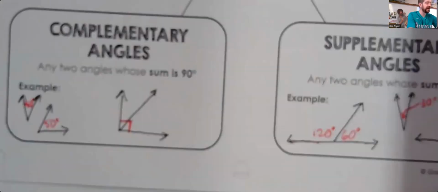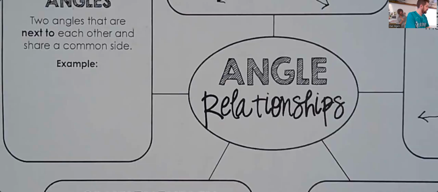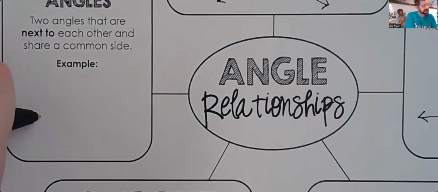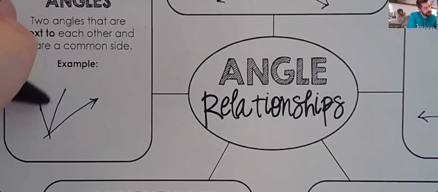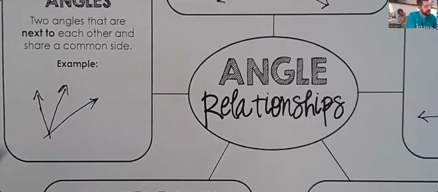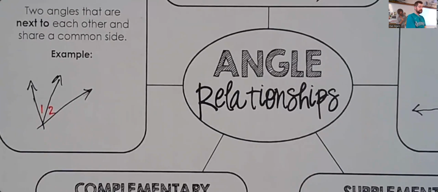And then the last one we're going to do today: adjacent angles are angles that are next to each other. They share a common side. So any two angles, we just call that angle 1 and angle 2. It doesn't really matter. Those would be adjacent.